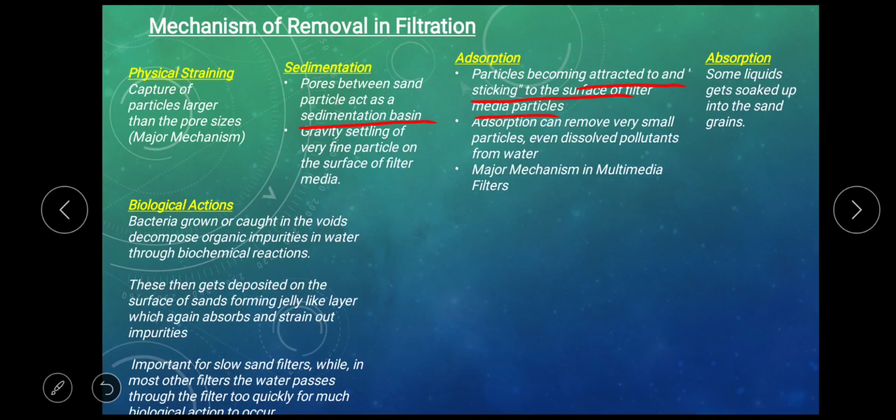Next is the biological action. If organic impurities are present in the water, then it is food for microorganisms. These microorganisms will oxidize all the organic impurities present in the water. What happens on the surface of the sand is that all the impurities get deposited. Bacteria is there, and if organic impurities are present, it will oxidize them and form a slime layer.